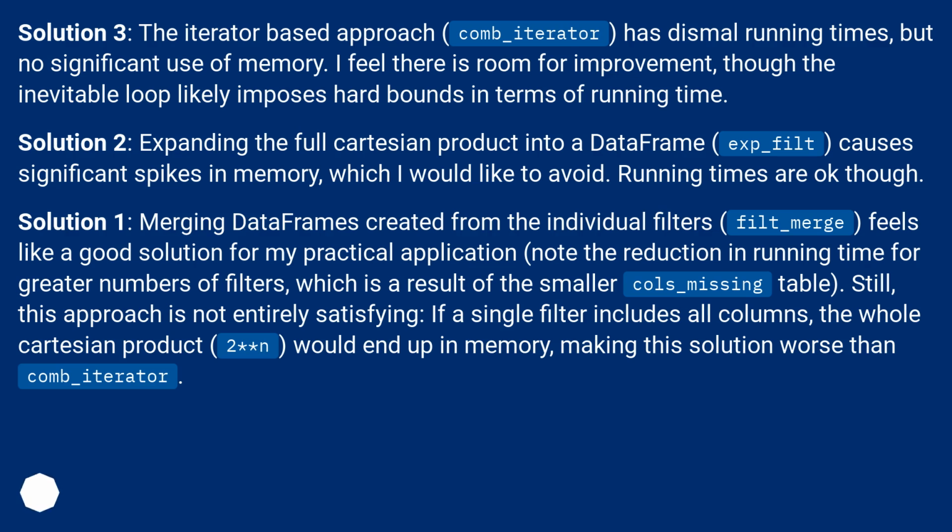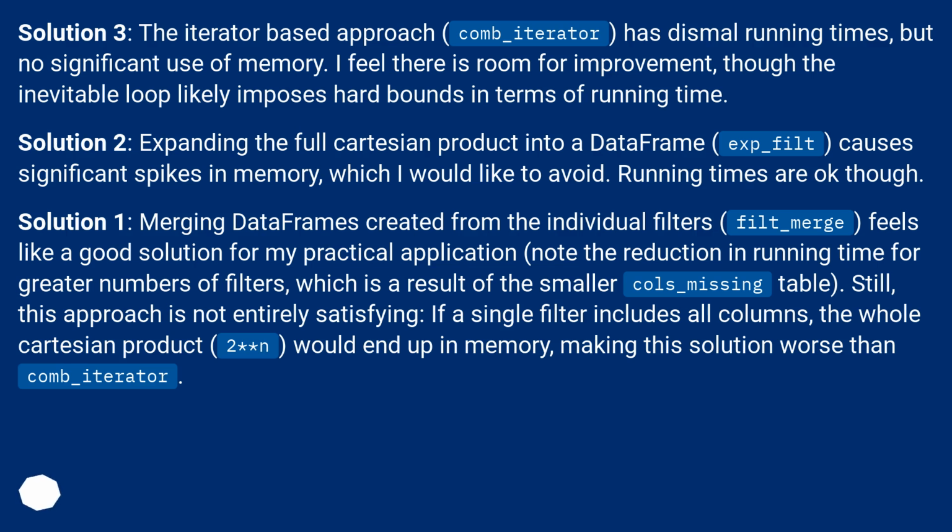Solution 3, the iterator-based approach, comb_iterator, has dismal running times, but no significant use of memory. I feel there is room for improvement, though the inevitable loop likely imposes hard bounds in terms of running time. Solution 2, expanding the full Cartesian product into a dataframe, exp_filt, causes significant spikes in memory, which I would like to avoid. Running times are okay though.